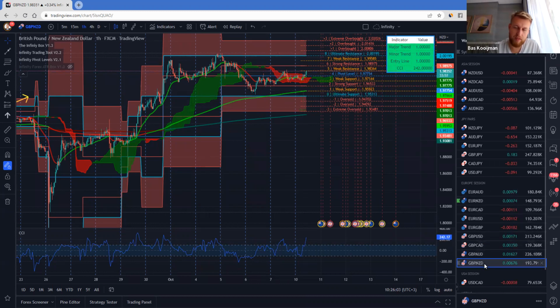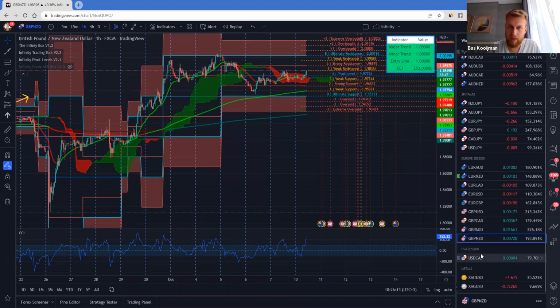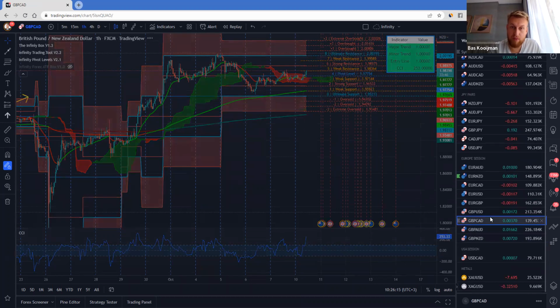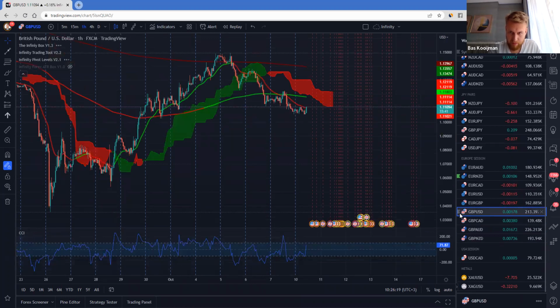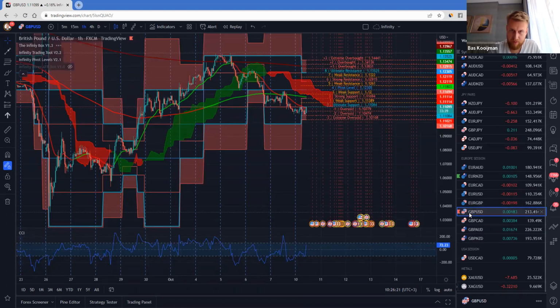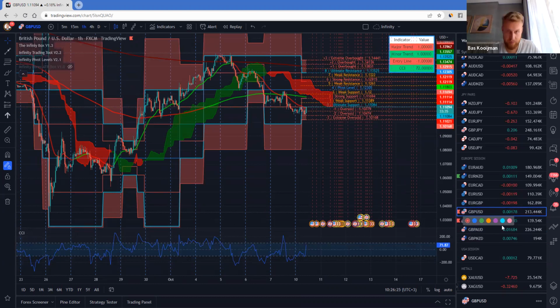So GBP AUD and GBP NZD should move in the same direction with GBP JPY, and GBP CAD and GBP USD should move in the same direction with each other as well when you're trading them. So I'm looking for GBP CAD and GBP USD to give us some clearance. I will mark them with a red dot, both of them. I don't know if they will go down.